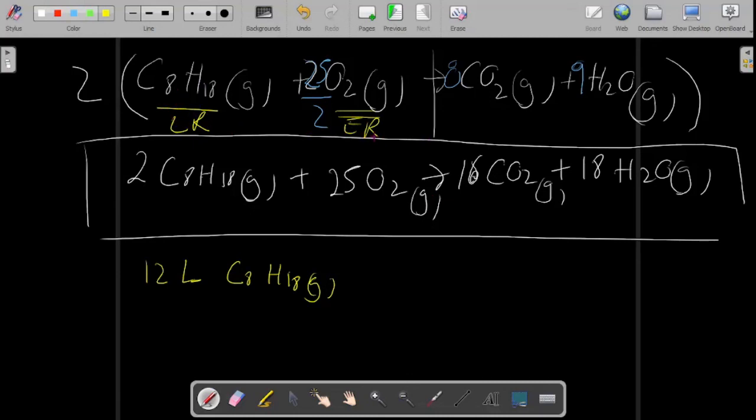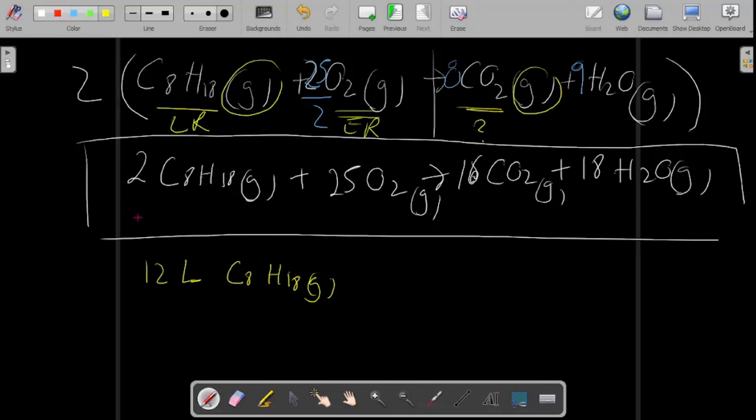How many liters of carbon dioxide will be produced? So they want to know this. How many liters of carbon dioxide? Can I use liters here? Yeah, I can, because this is a gas and this is a gas. And the Gay-Lussac law says that if I have gases, I can use my stoichiometric coefficients to calculate volume. So what does it say in my recipe?